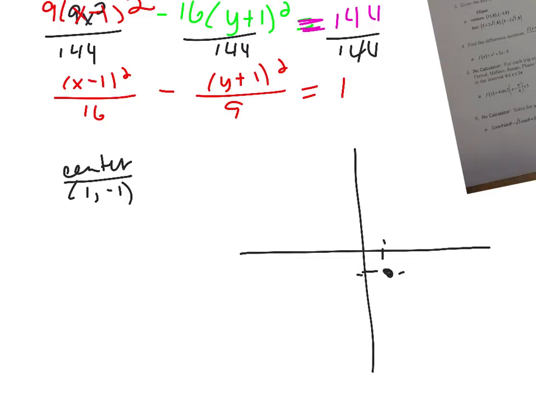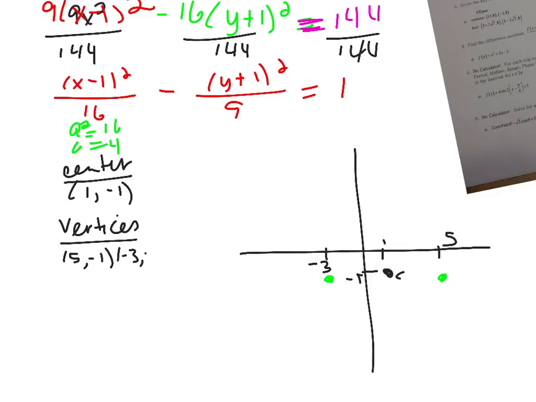So there's the center. Now remember, your a squared is under the positive binomial. So in this case, that's 16. A squared is 16, so a is 4. And that means we're going to go left, right with our vertices. So to the right, 4 puts me at 5. And to the left, 4 puts me at negative 3. So my vertices, let's write them down. Vertices are (5, negative 1) and (negative 3, negative 1).